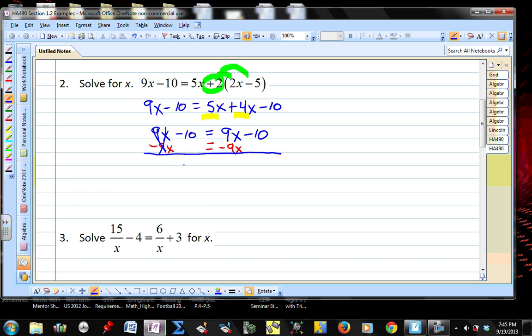And 9x minus 9x is 0. So you're just left with negative 10 equals negative 10. So what you need to notice now is the variables are gone. Let's make a little note here. The variables are gone.